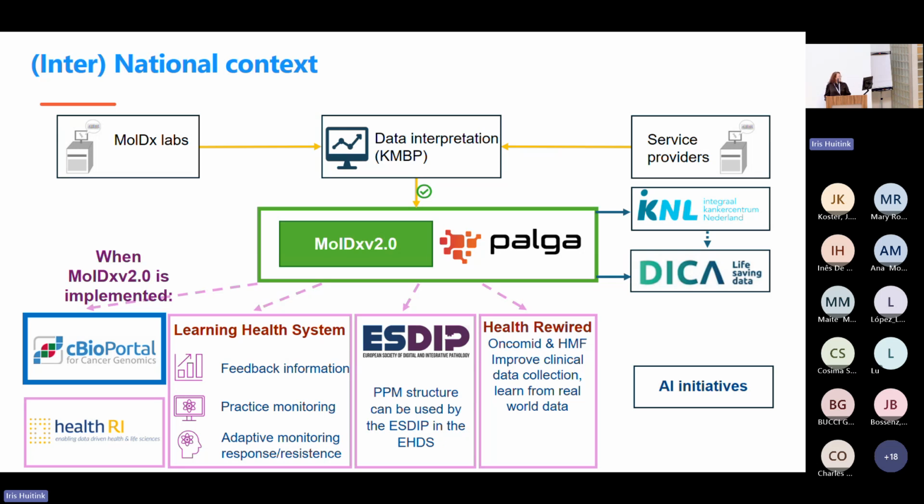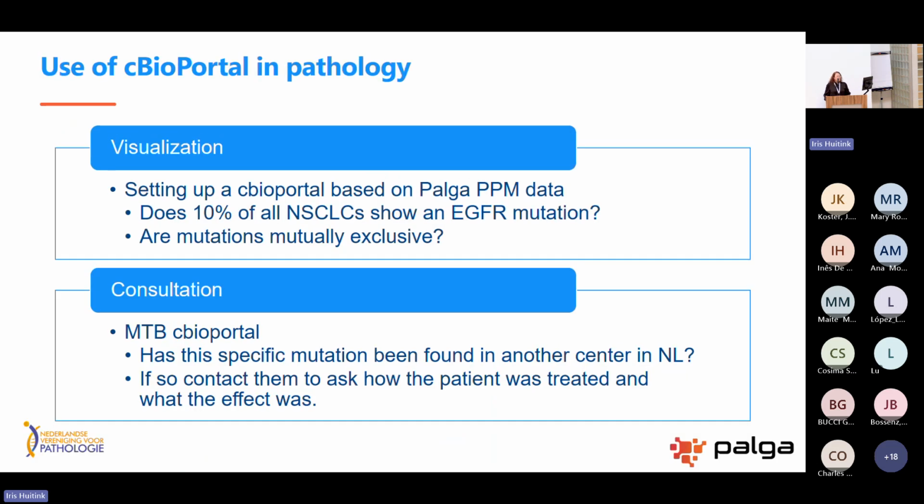Focusing today on cBioPortal, what do we have up and running in pathology at the moment? In my opinion, we can use it for visualization, but also for consultation. Starting with the second, consultation has already been discussed. You can use cBioPortal very nicely for the molecular tumor boards. That's something that we started with in the Netherlands, but in a very, very small way. In 2018, an MTB cBioPortal database was constructed where different labs in the Netherlands could add the variants that were discussed in a molecular tumor board. So not the clinical data is in there, only the variants that were discussed.